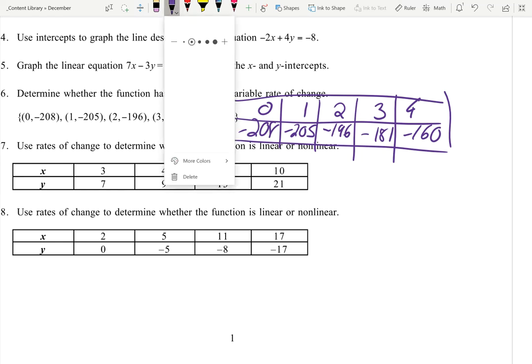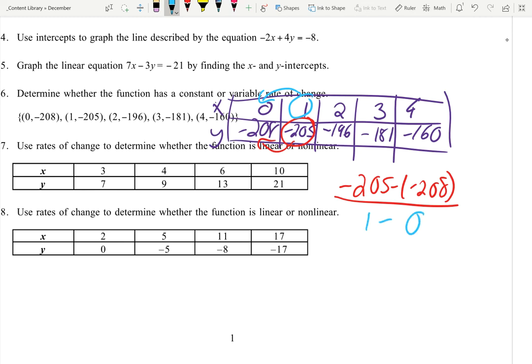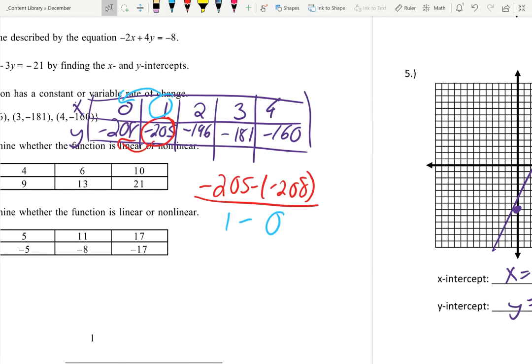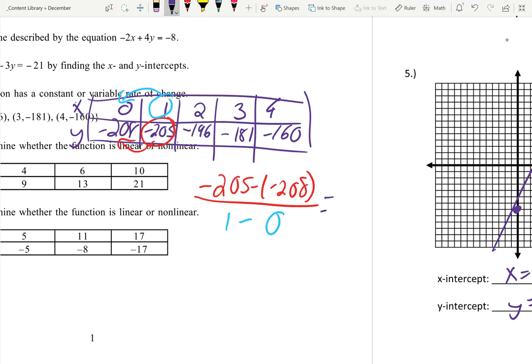So when I subtract my y values, I'm going to take 2 points at a time. I'm going to take the first two to start with. So I'm going to do negative 205 minus negative 208. And on the bottom, I'm going to do the x values, so 1 minus 0. Now what I get from this is the top ends up being a positive 3 and the bottom is 1. So I get 3 over 1. Now keep that in mind as we move forward.